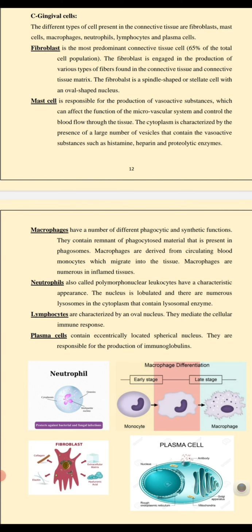And macrophage in early stage is monocyte. Then when it moves from blood to tissue, it becomes macrophage. And mast cells have vasoactive substances inside the cell, such as histamine, heparin, and proteolytic enzyme, which are responsible for changing the function of the microvascular system. And fibroblast is responsible for connective tissue matrix and fiber production. This is all about gingival connective tissue cells. This is the diagram of the col, tent shape and pyramidal shape interdental papilla.